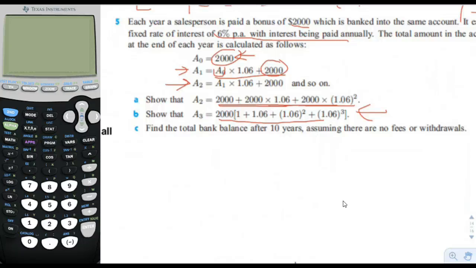Now the following year, the same thing happens. He adds 2,000 more, and he multiplies what he had before by 1.06. Okay, so it says show that A2 is equal to this expression here.